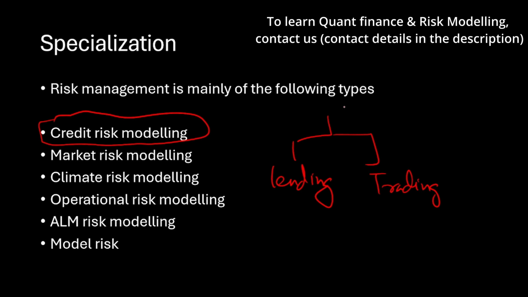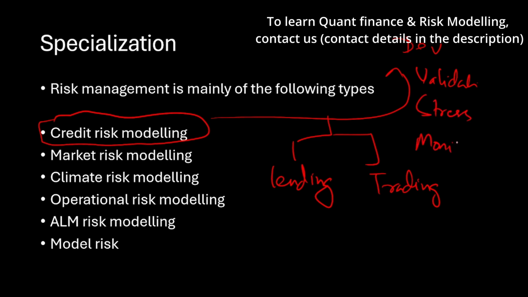And there are many things, right? Using modeling to manage a lending portfolio is one application of credit risk modeling. Understanding customer behavior could be one. Trying to predict the collection could also be one area of credit risk modeling. So there are various areas of credit risk modeling. Primarily you'll be working in areas such as development, validation, stress testing, monitoring, and so on.